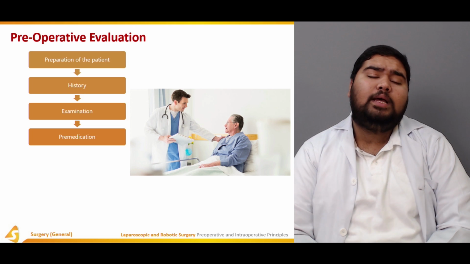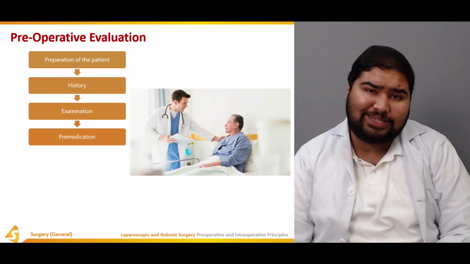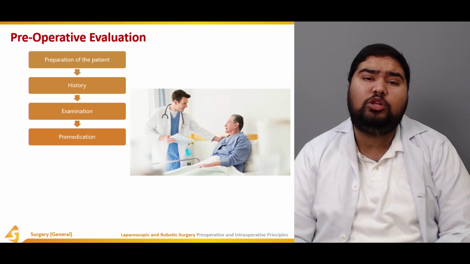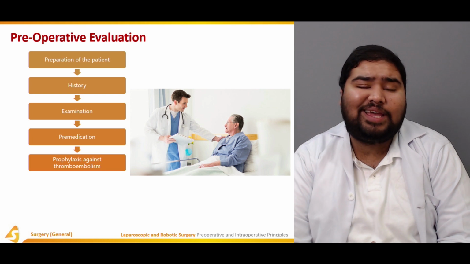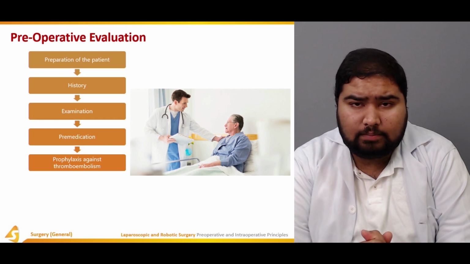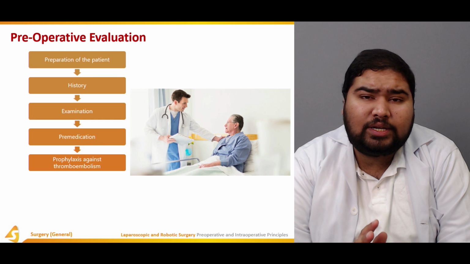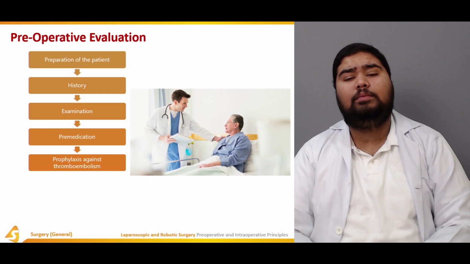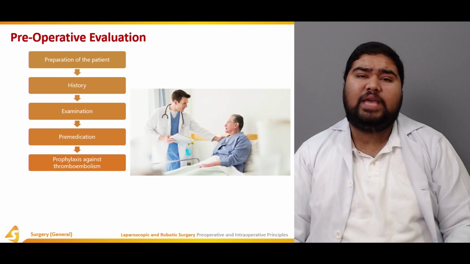Then you should always manage the pre-medication of the patient. If the patient has a chronic disease, you should know what that disease is and what medication the patient is taking, and how you will manage that medication during your surgery. Then prophylaxis against thromboembolism should be done. Usually, for gastrointestinal surgical procedures, the patient is kept in a reverse Trendelenburg position. This reverse Trendelenburg position is high risk for thromboembolism and deep vein thrombosis, so one should always be careful for that.